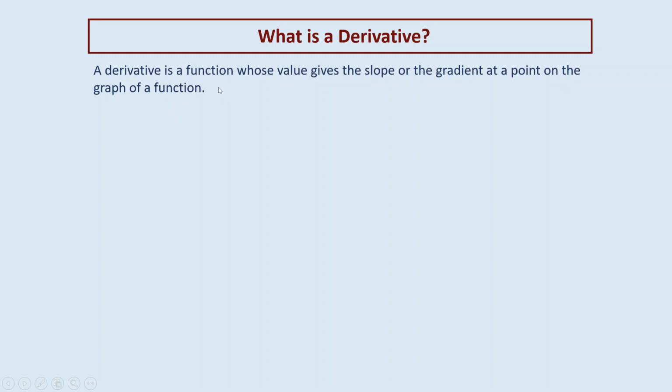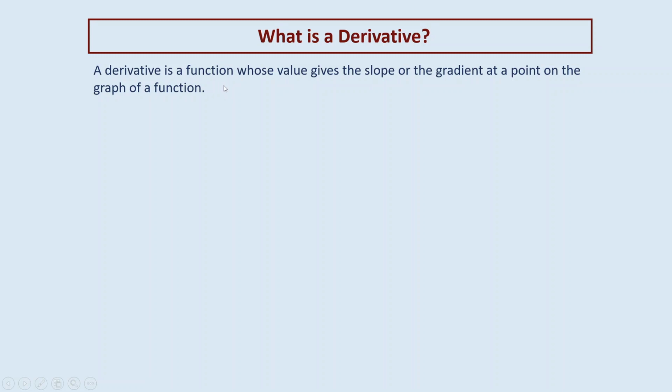It may be a linear function, a quadratic function, a cubic function. These are polynomial functions. We have exponential functions, logarithmic functions, trigonometric functions. We have so many types of functions, and we have derivatives of all those functions.